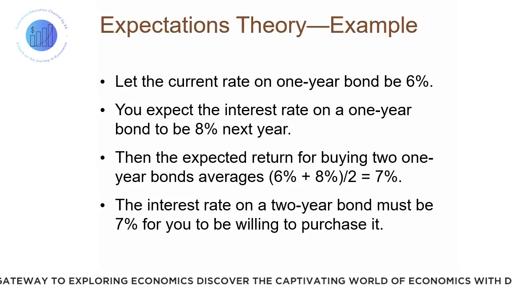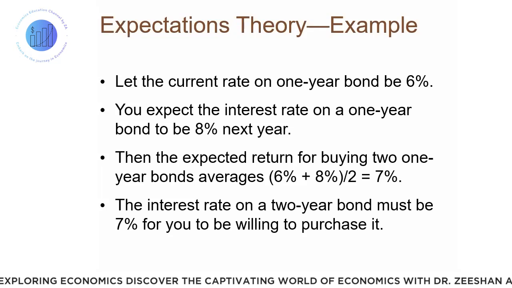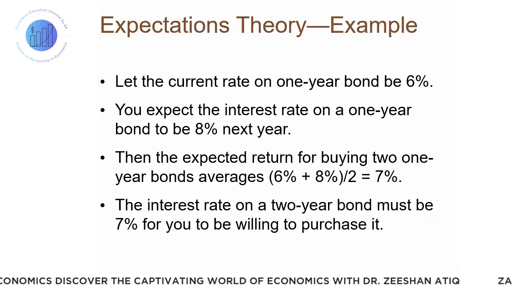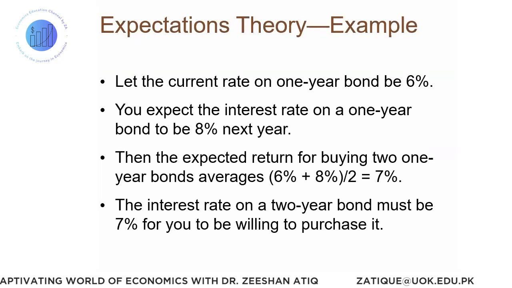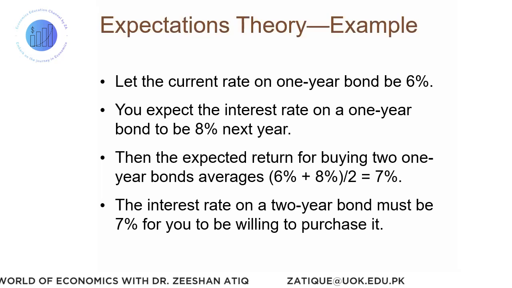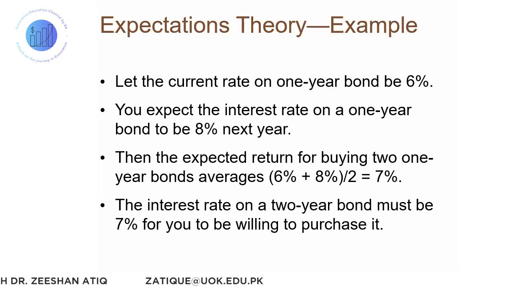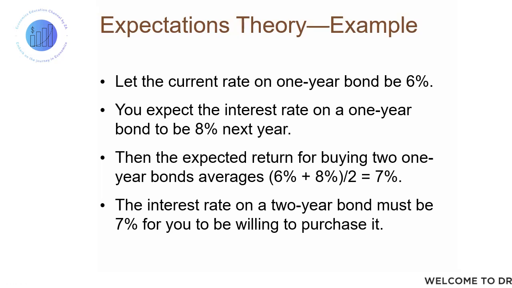Okay, so this is an example here. As I was telling you, suppose the current rate on a 1 year bond is 6%. And what are you expecting on the 1-year bond after 1 year? You expect the interest rate on a 1-year bond to be 8% next year. This year, if you are making investments for 1 year on the 1-year bonds, you are getting 6%. But next year, if you make investments on a 1-year bond, you expect that you can get 8%.